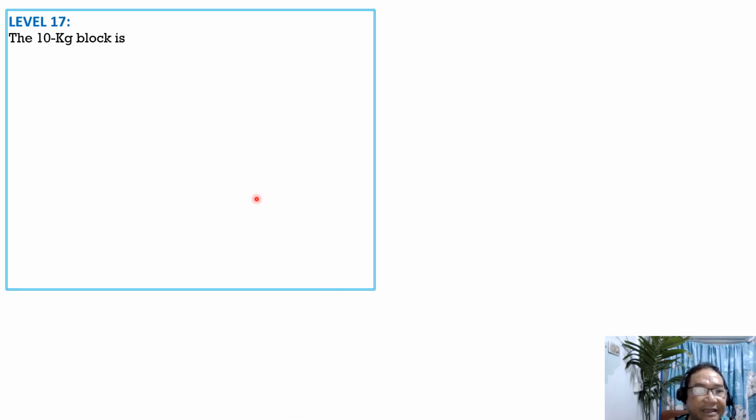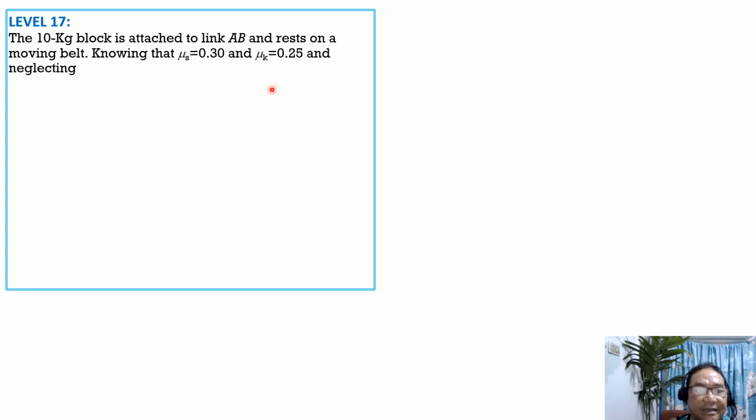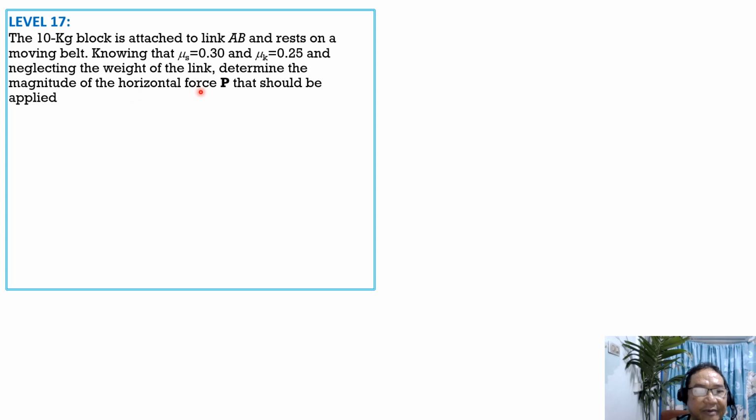Level 17. The 10 kilogram block is attached to link AB and rests on a moving belt. Knowing that coefficient of static friction is 0.3 and coefficient of kinetic friction 0.25, and neglecting the weight of the link, determine the magnitude of the horizontal force P that should be applied to the belt to maintain its motion to the left as shown and to the right.